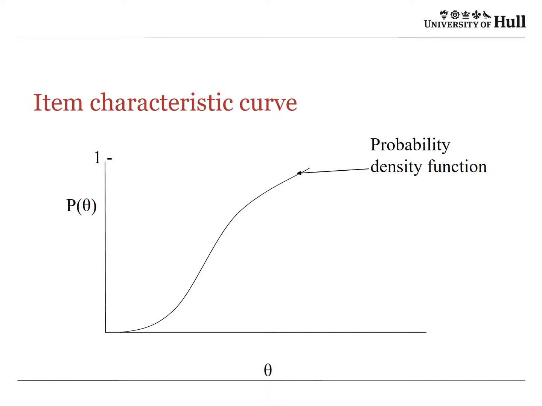Essentially, an item characteristic curve is a probability density function. It's a measure of the likelihood or the probability of a score being obtained on an item as the latent trait increases.